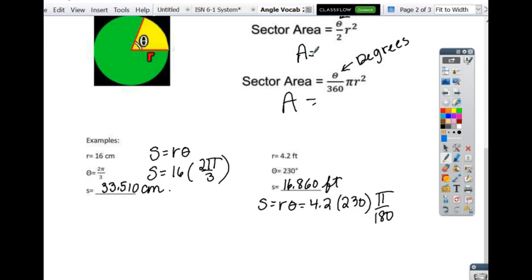Okay, you guys, so I told you that the S was arc length, which I don't know why they named it that, because for the sector area you would think it would be the S, but it's not, it's the A. Yeah, I don't know why. Are you sure? I'm positive. There's very few things I'm positive about, this I know.